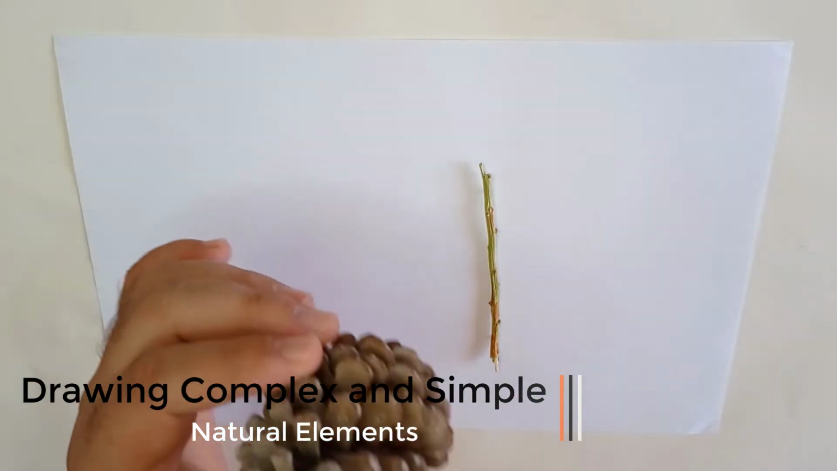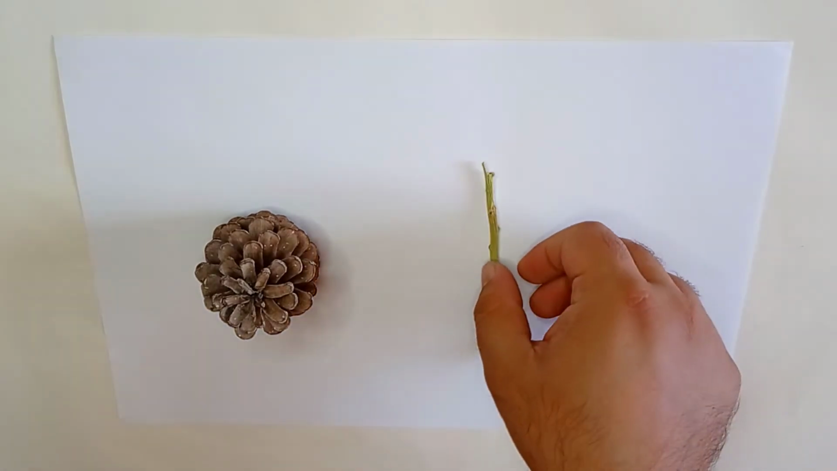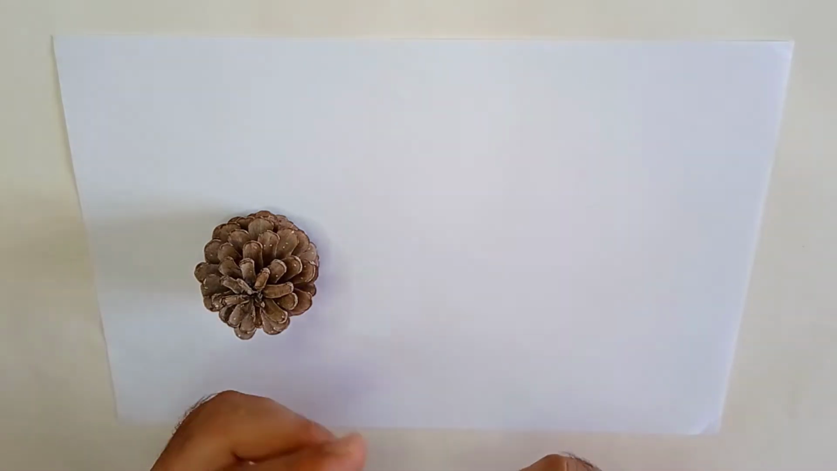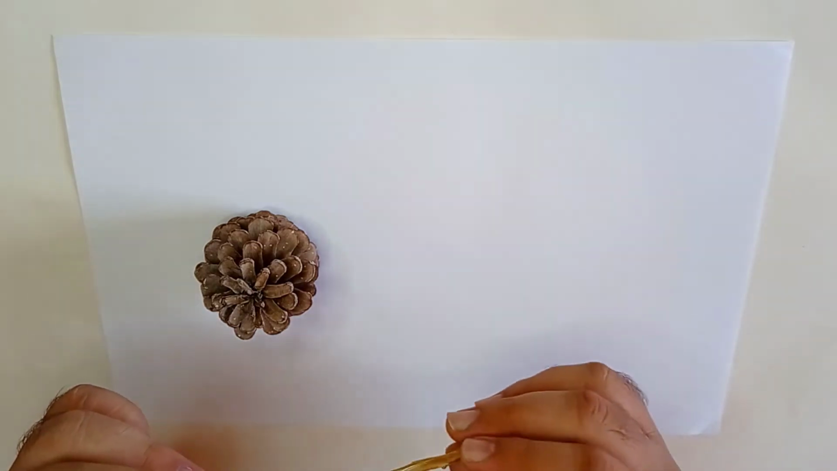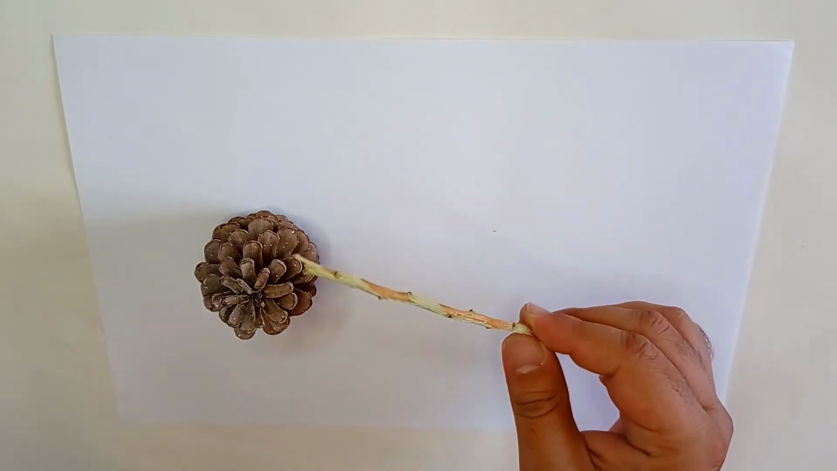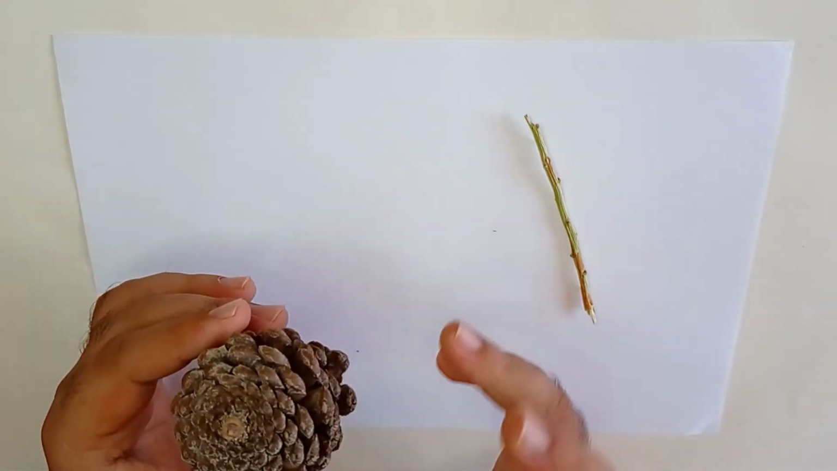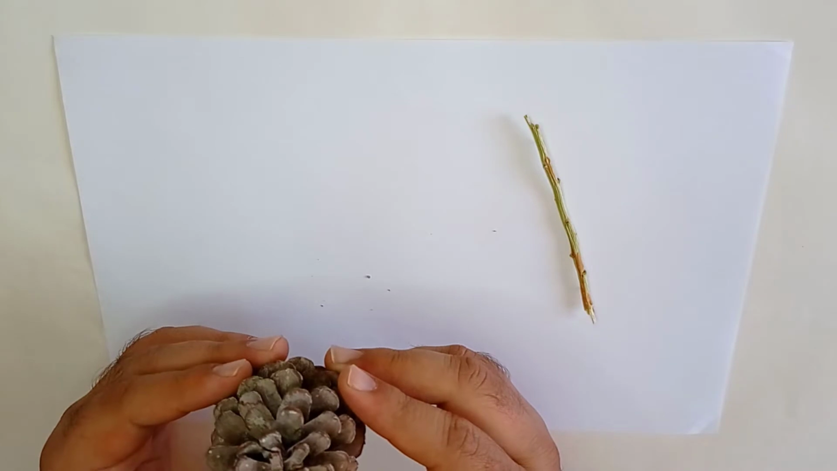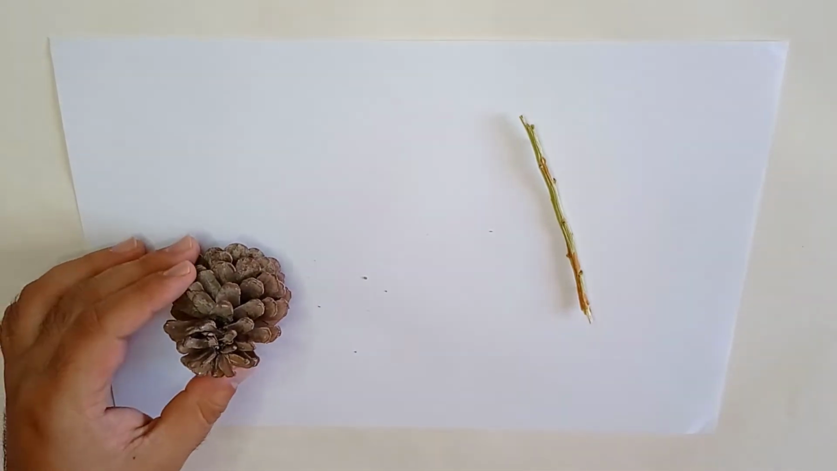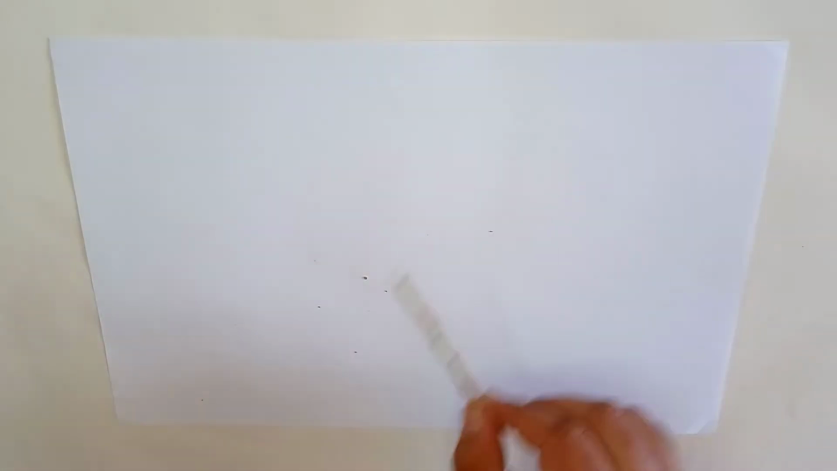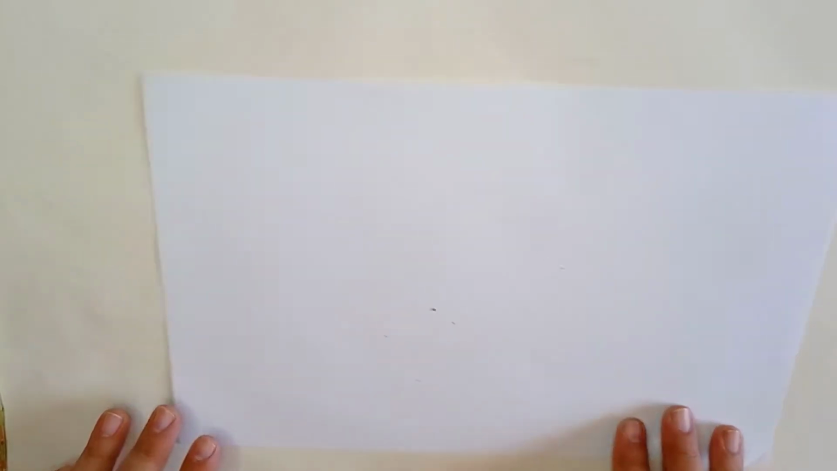In this video, I'm going to tell you about complex and simple natural elements, and how to draw the complex and the simple, with simple textures and details. I'm going to draw a pine tree cone, which has a very complex natural composition with its own geometry, and one simple tree stick, a small branch stick. So let's start.